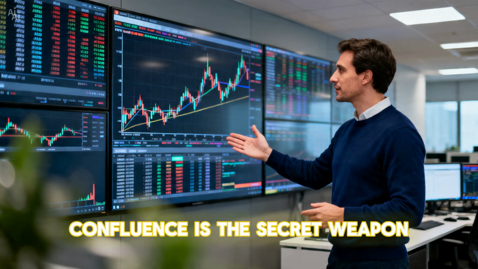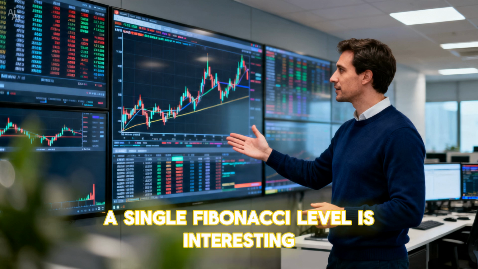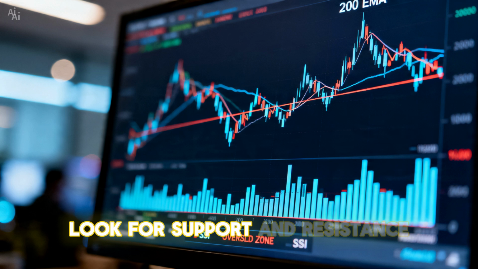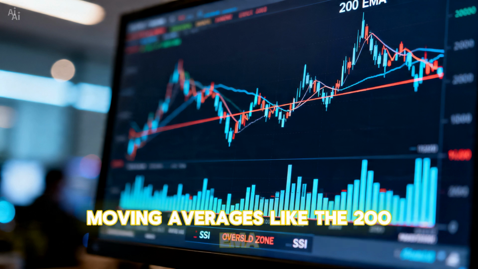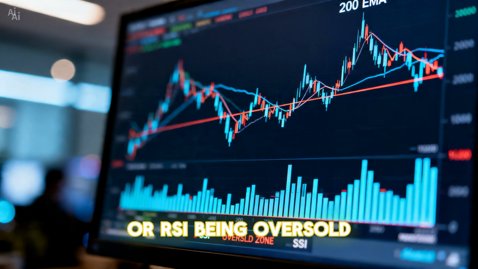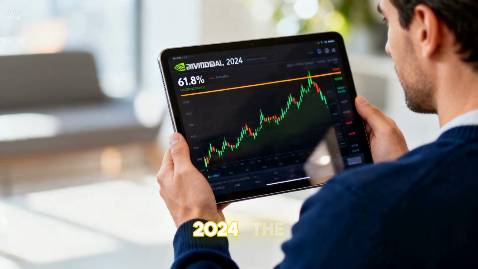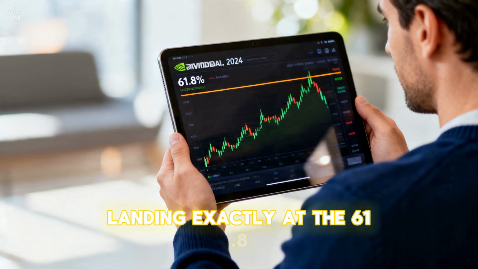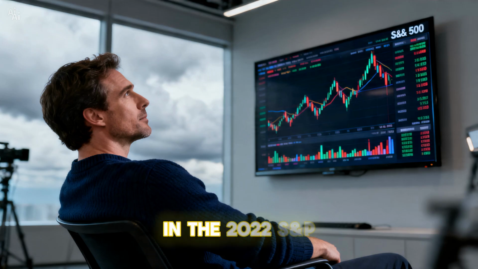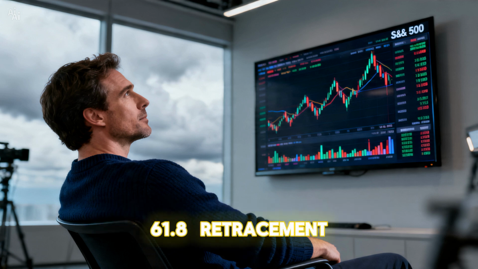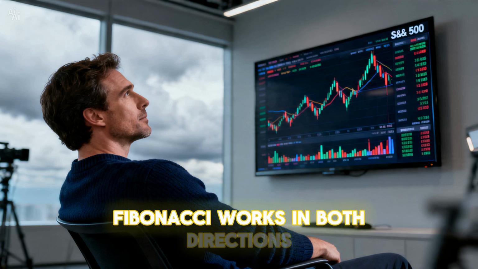Confluence is the secret weapon. A single Fibonacci level is interesting, but multiple factors make it a high probability trade. Look for support and resistance, moving averages like the 200 EMA, high volume at the level, or RSI being oversold. Let's look at NVIDIA in 2024. The stock pulled back from its swing high, landing exactly at the 61.8% level. In the 2022 S&P 500 bear market, every relief rally was sold at the 61.8% retracement. Fibonacci works in both directions.